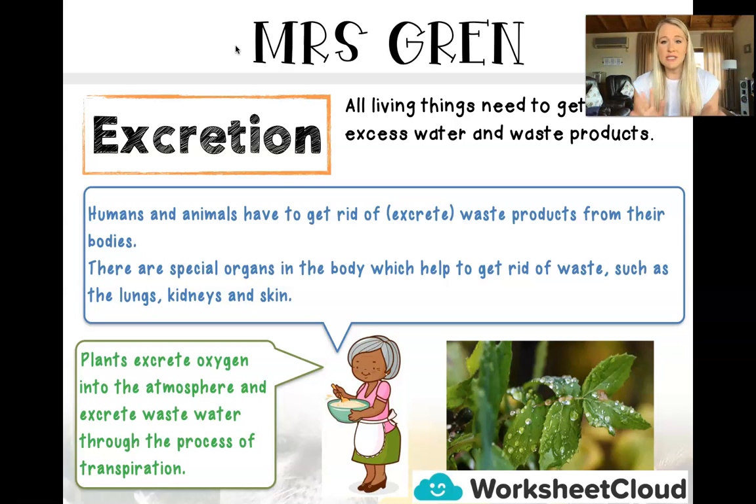They also excrete waste water through a process called transpiration. Now, I'm not going to go into detail with transpiration. It is a process by which plants excrete excess water, and you can see with the picture here at the bottom of your slide, of the screen should I say, the little water droplets on the leaves, and that is a plant's way of excreting wastewater.